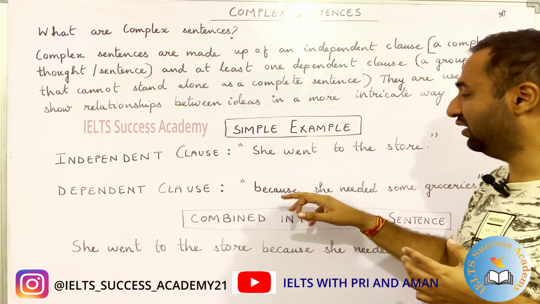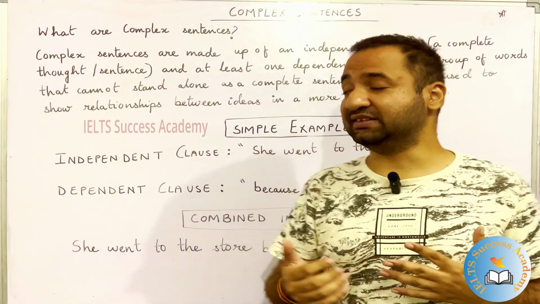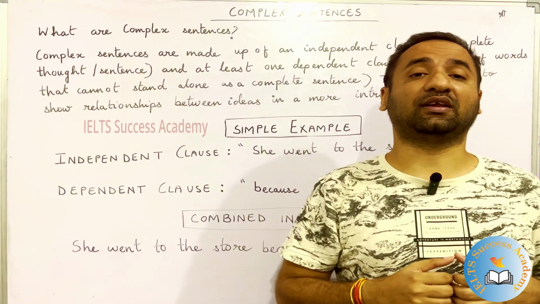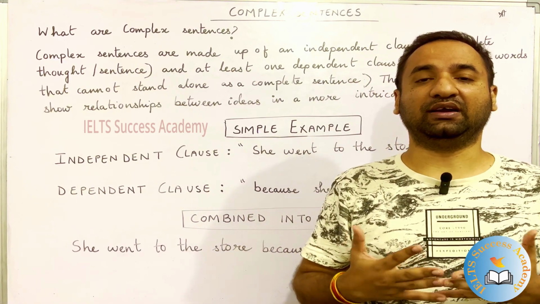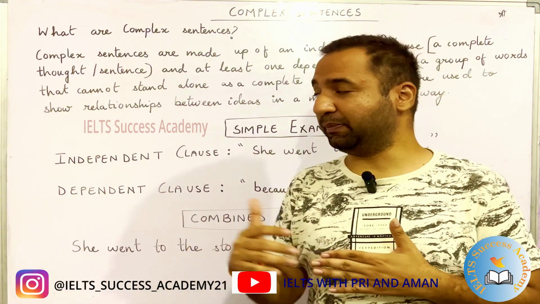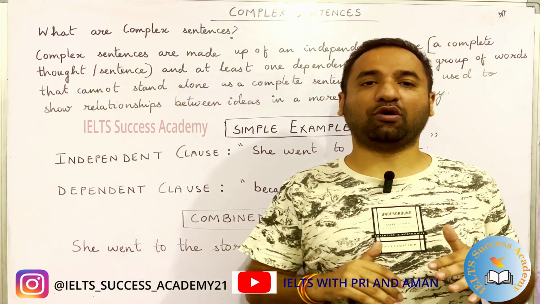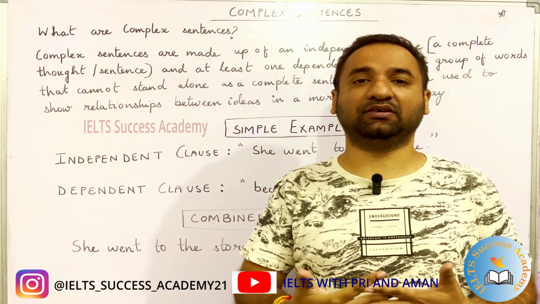In a dependent clause, this sentence cannot stand alone. This sentence becomes a running sentence. It does not have the capability to stand by itself. It becomes a moot point. So that's how complex sentences are built.